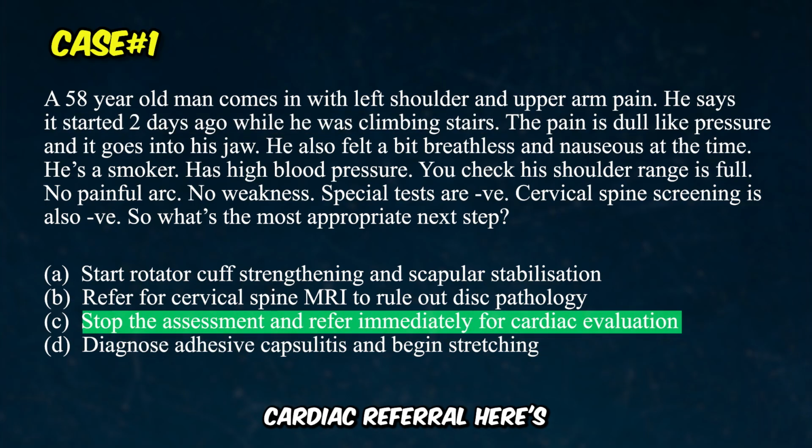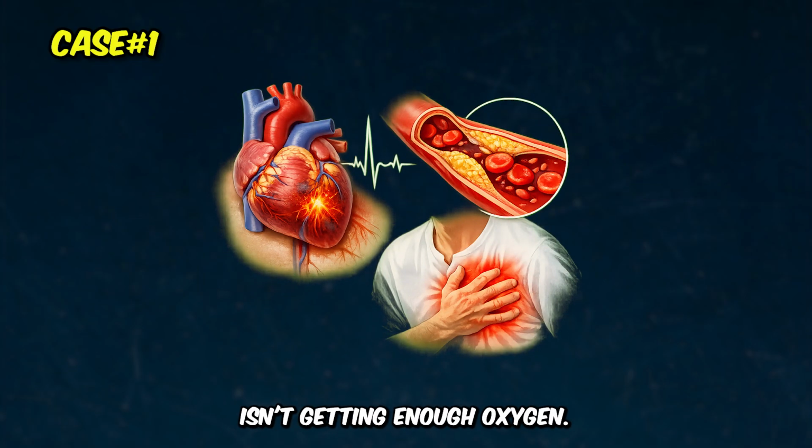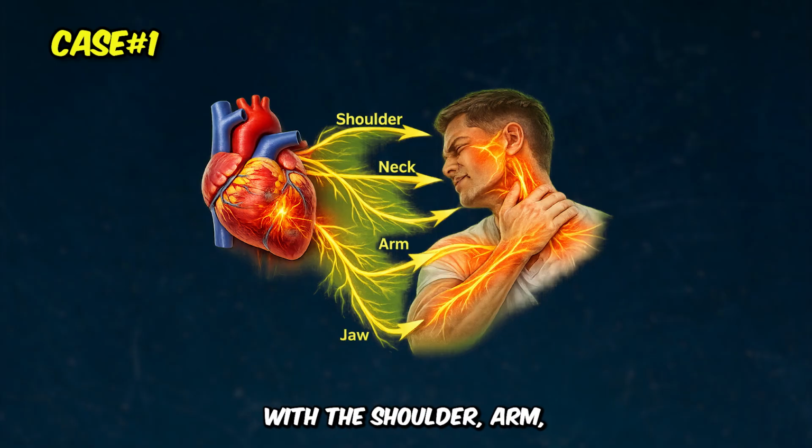Cardiac referral, here's what's happening. The heart muscle isn't getting enough oxygen. We call this ischemia. The heart shares its nerve supply with the shoulder, arm, neck, and jaw. So when the heart is in trouble, the brain misinterprets where the pain is coming from. This is called referred pain, and that is why a heart attack can present as shoulder pain.